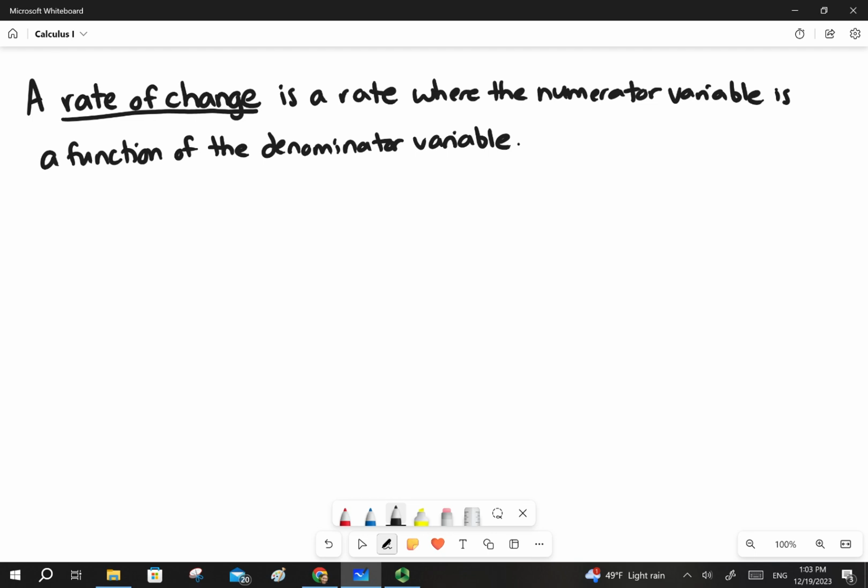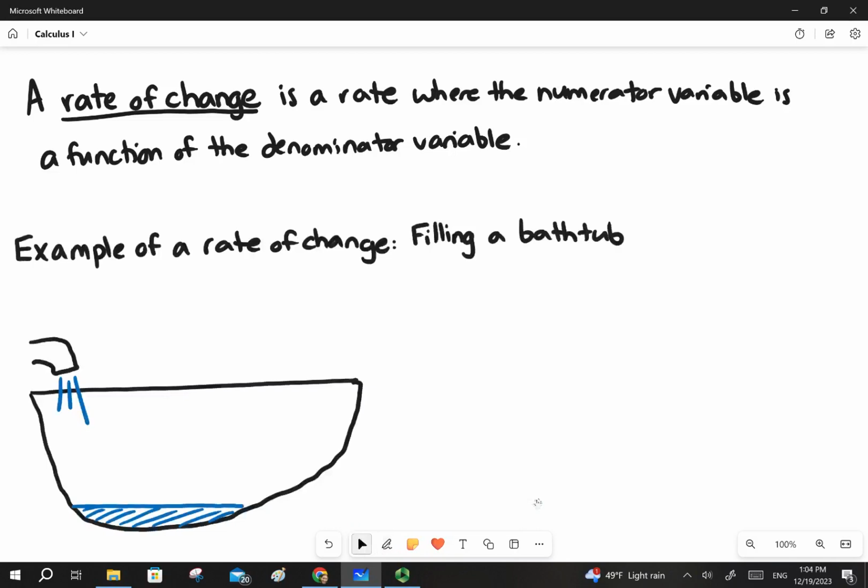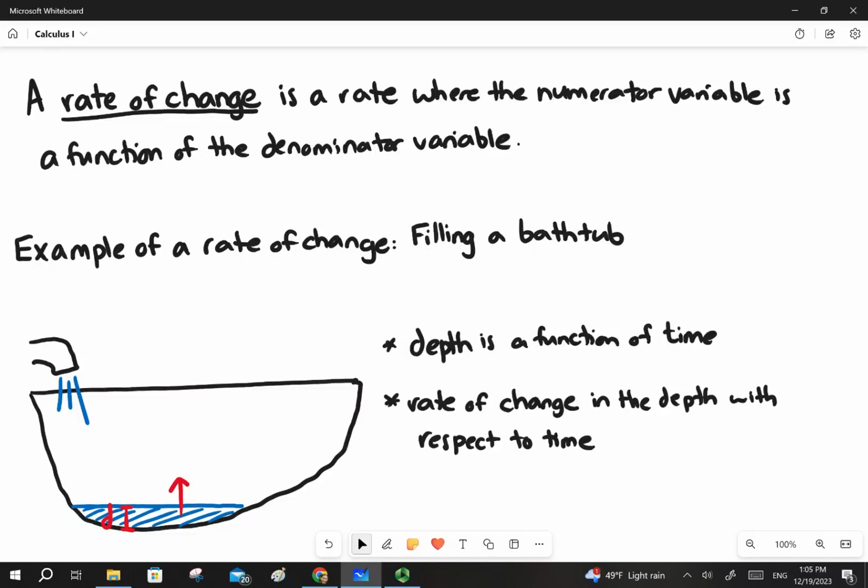To explain this a little better, let's look at a specific example. Suppose you are filling a bathtub with water, and you're interested in how fast the water level is rising. The depth of the water is a function of how long the faucet has been running. So we can talk about the rate of change in the depth with respect to time. In other words, how fast is the water level rising?